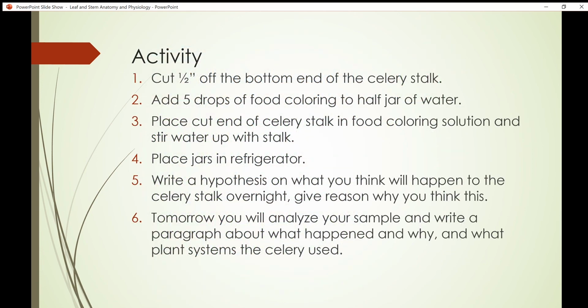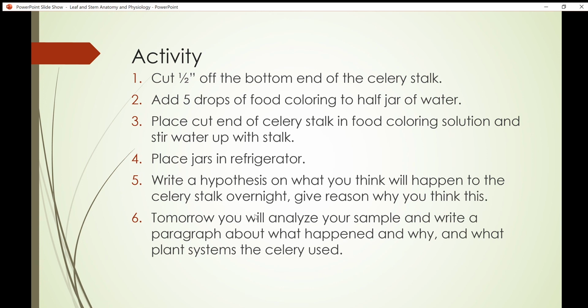Okay. So there was an activity to do with this. I didn't get a hold of any celery for you guys. You can try it at home if you want. Cut off half of an inch off the bottom of your celery stalk to expose the stem of it. Add 5 drops of food coloring into half a jar of water. Place the cut end of the celery into the food coloring solution. Place it in the refrigerator. Then I'd have kids write a hypothesis on what you think would happen to the celery stalk overnight and give a reason why.